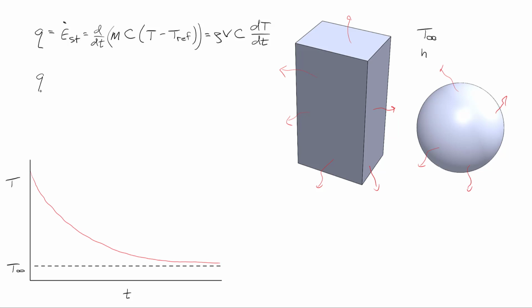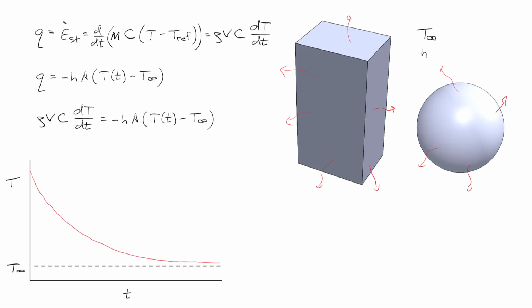In our example, the rate of heat transfer is also equal to the heat transfer coefficient times the area of the object multiplied by the temperature at any moment in time minus T infinity, the driving force. Note that there's a negative sign in front of this expression because if the object's warmer than the ambient temperature, heat will leave the object.